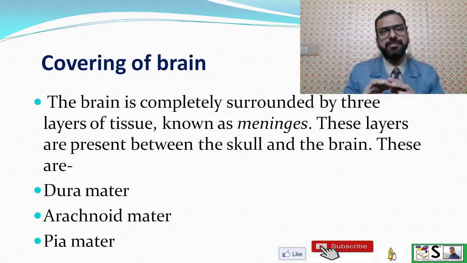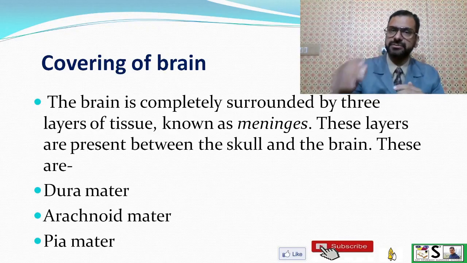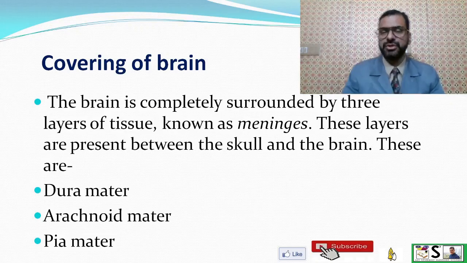Our brain is completely surrounded by a membrane, and that membrane is of three layers. This is known as meninges. These layers are found between the brain and the skull. These three layers are dura mater, arachnoid mater, and pia mater.